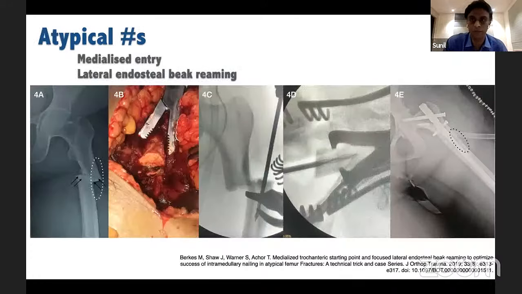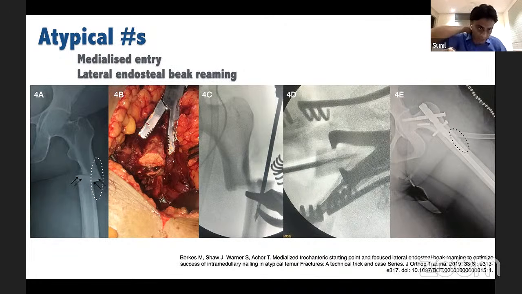And so this is how we do it in atypical fractures. In atypical fractures, a couple of things are very important. One, you need to have a well medial entry point, and two, there is a lot of endosteal remodeling on the lateral side. And unless you remove it, your reamer will tend to fall medially because that is a weaker bone, and then remove all the medial bone, which will again make the fracture go into varus.